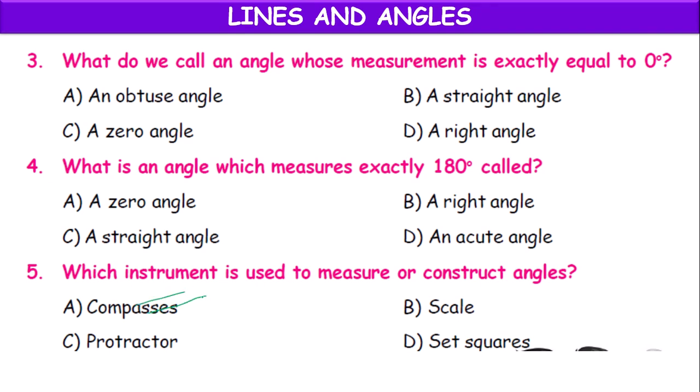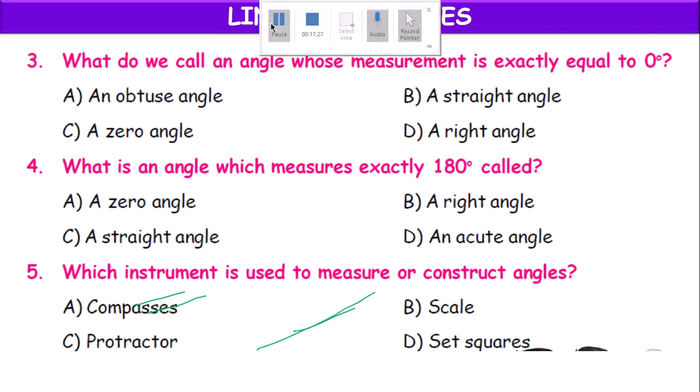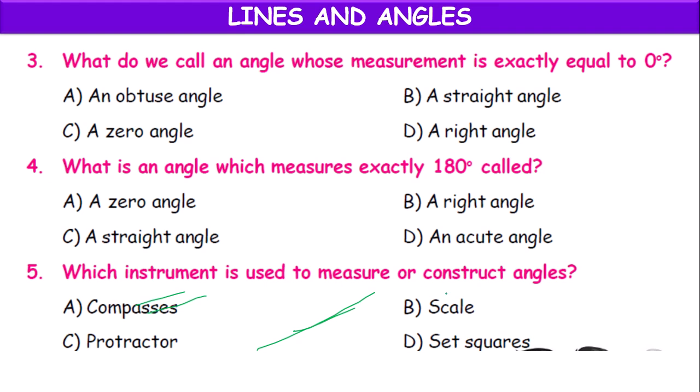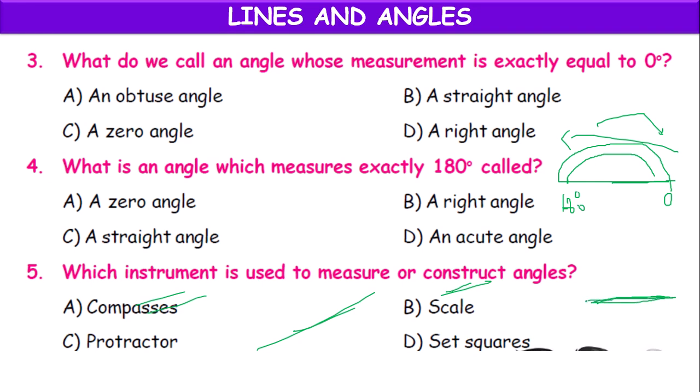Which instrument is used to measure or construct angles? We can measure the angles and construct the angles with the help of this protractor. It has all the measurements in clockwise direction and anti-clockwise direction, starting from 0 to 180 degrees. We can keep the protractor base coinciding with this line, and we can keep markings. If you want 30 degrees, 60 degrees, 90 degrees, we can keep a point there, and we can join it with the line, and we can measure and construct angles with the help of the protractor.